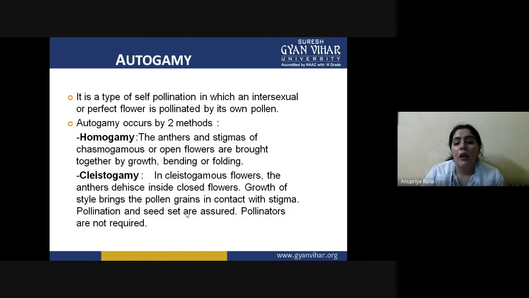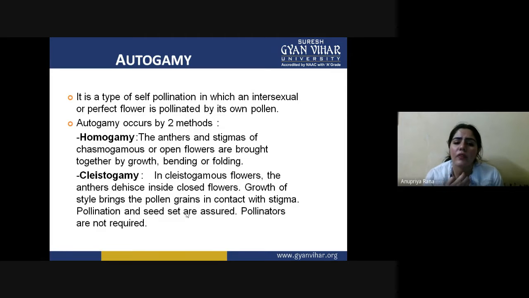In a cleistogamous flower, the anthers descend inside the closed flower and the growth of the style brings the pollen grain in contact with the stigma. Basically, the anther descends inside the closed flower. Now, what are the major differences between them? One flower has to be open and the second flower has to be closed. So cleistogamy happens inside the closed flower. Growth of the style brings the pollen grain in contact with the stigma, and pollination and seed set are assured. Pollinators are not required in this kind of pollination.